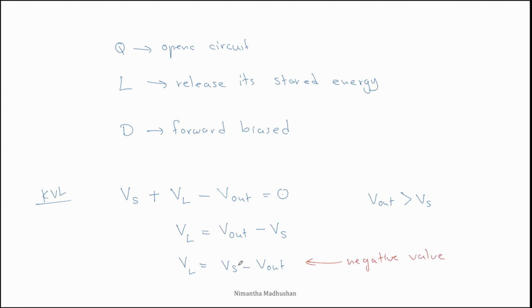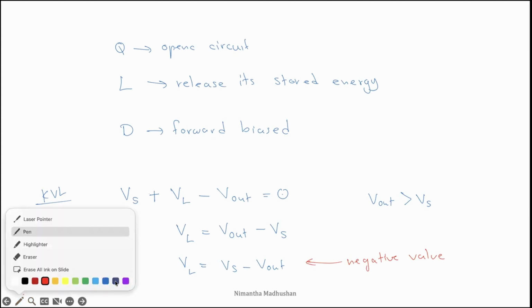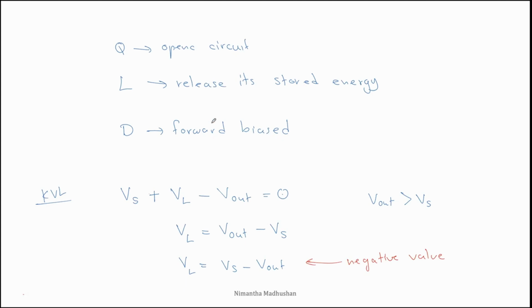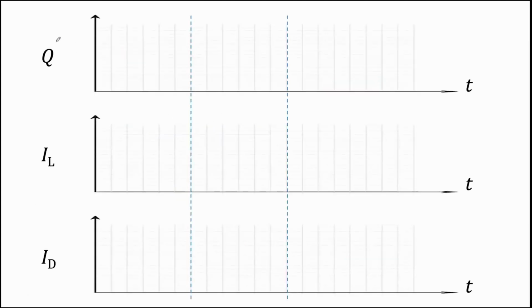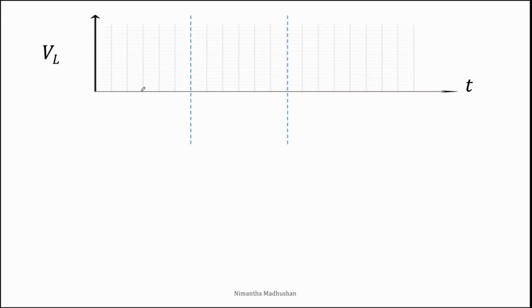The main reason is that the Vout value is greater than the Vs value. The output voltage is greater than the supply voltage. Then we will draw the graph for operation of the switch, inductor current, diode current, and inductor voltage.